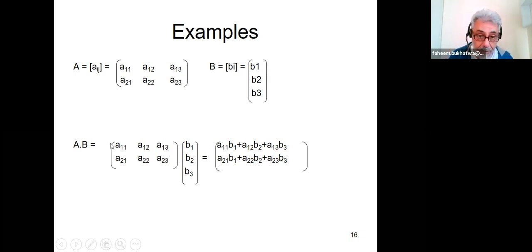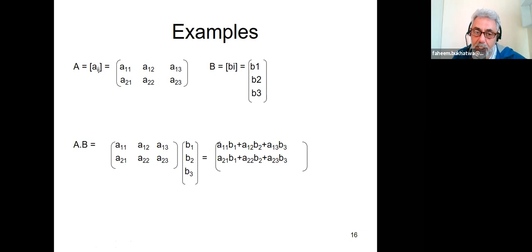And therefore you cannot reverse these. You cannot say B multiplied into A. Now you can multiply A into B because A has 3 columns and B has 3 rows. The number of columns in the first matrix must equal the number of rows in the second matrix. If you say, okay, I'm going to multiply B into A, B has 1 column and A has 2 rows, so you cannot multiply them in reverse. Only A can be multiplied into B. The reason is that the number of columns of the first matrix must equal the number of rows of the second matrix. That's a condition for multiplying.